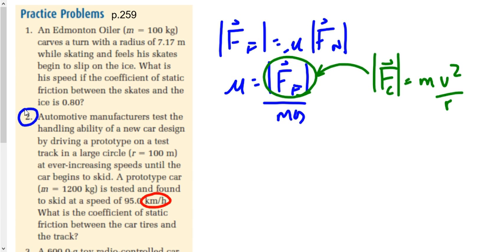Now, we don't always need to use that to solve a problem. Sometimes it's good enough just to say mv squared over r and we're done. But if we're not getting an answer just using mv squared over r, then try setting it equal to something. The centripetal force here is, let's say, 1,200 kilograms times v, which is 95 kilometers per hour, what was that in meters per second? 95 times 1,000 divided by 3,600, what was it, Janae? 26.38 meters per second. Square that, divide it by r. R is 100 meters.